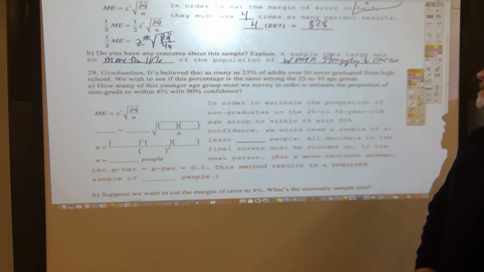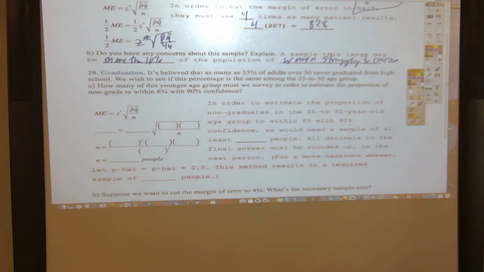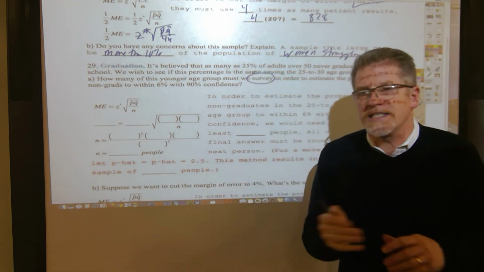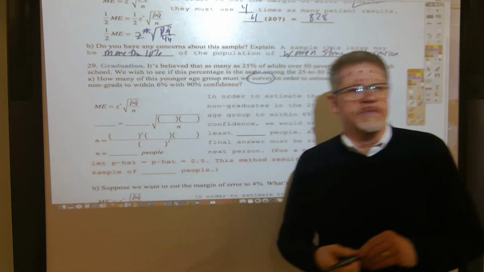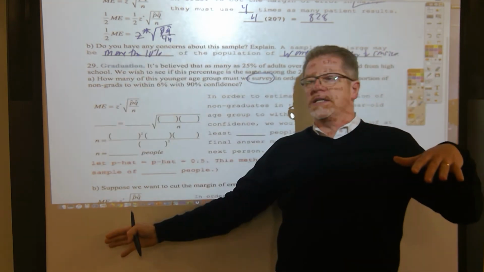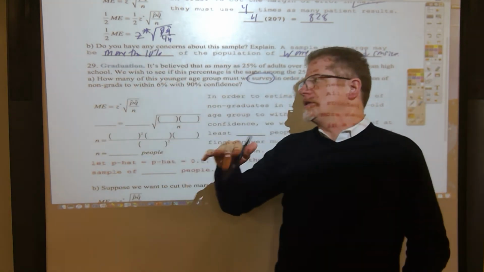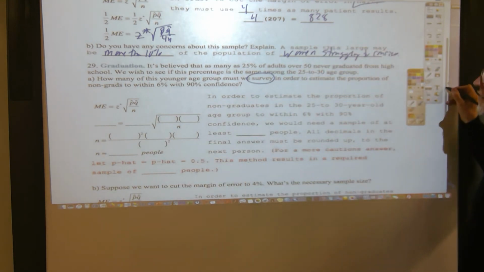Okay, 28. It's believed that as many as 25% of adults over 15 never graduated from high school. Now, we wish to see if this percentage is the same among the 25 to 30 group. So how many must we survey? Another sample size calculation question. Sometimes students who skip this lesson get driven nuts when they're asked to calculate the sample size, because you've got to be able to do a lot of things here mathematically.